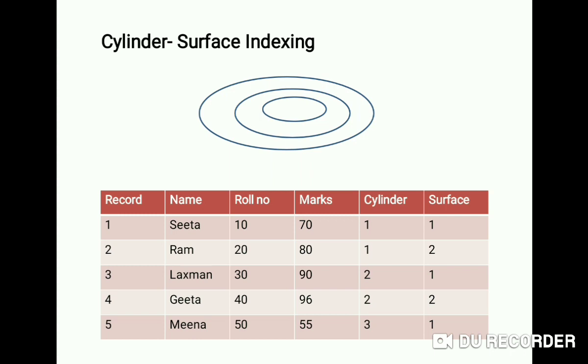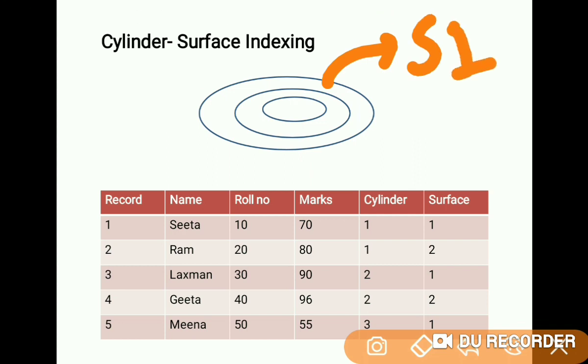Okay, so observe that table. In that table, can you observe the record is only name, roll number and marks, but the next two columns are saying that information of Sita is placed on the cylinder 1 and surface 1. All the information of Ram is placed on cylinder 1 but surface 2. Okay, now I think I missed the point. What is surface, right? So surface are of two types. This front part is called as surface 1. Yes, and the bottom part is called as surface 2.